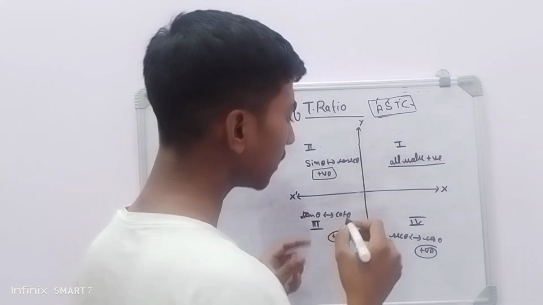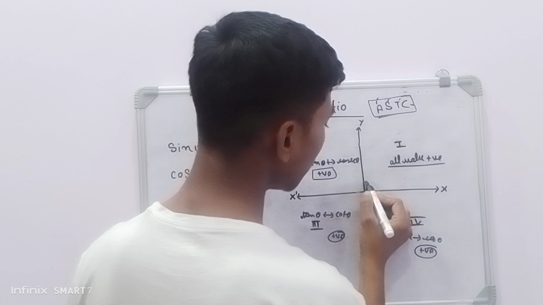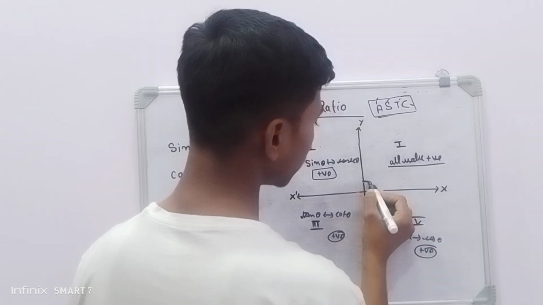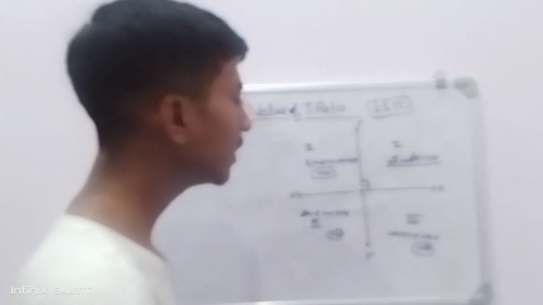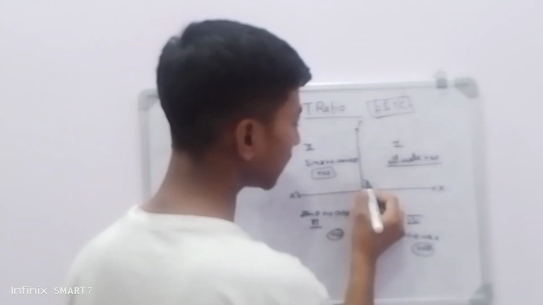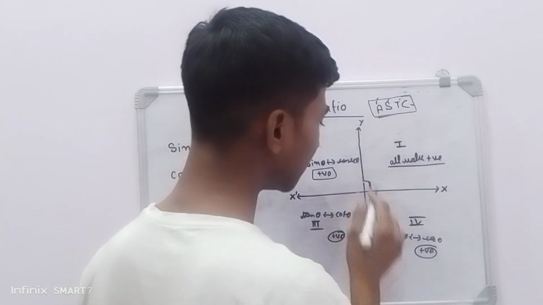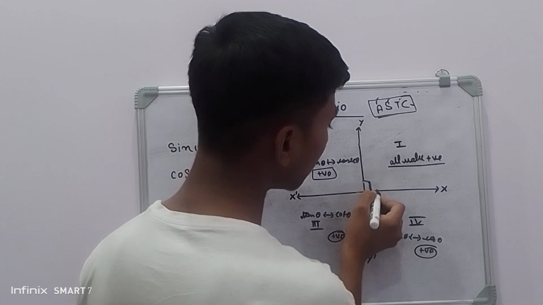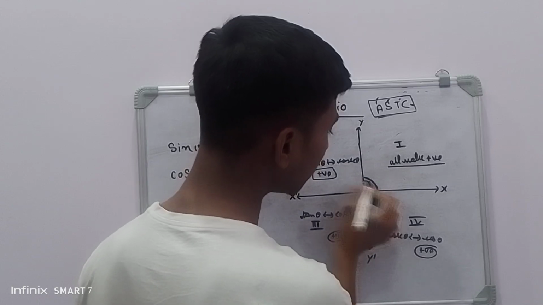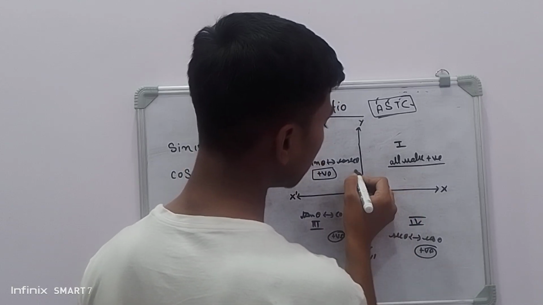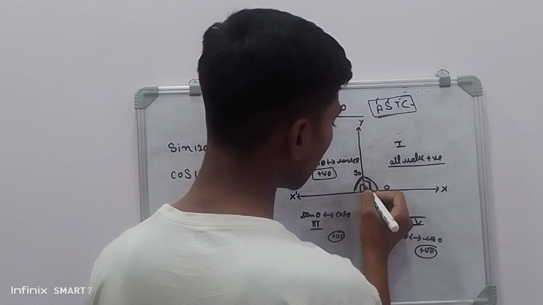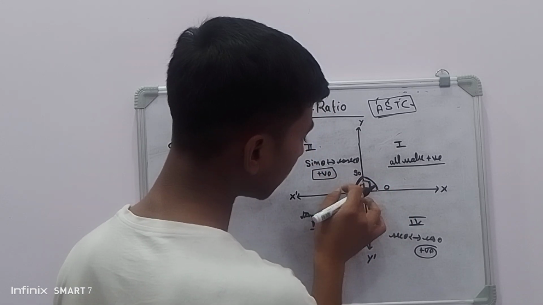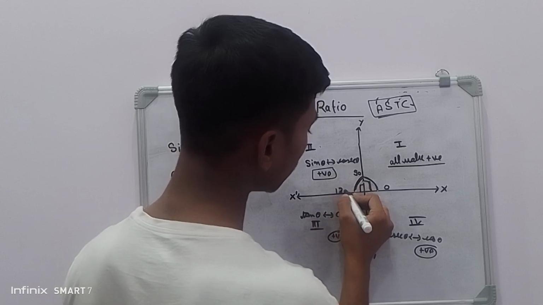If I ask you what the angle here is, you can see that the two axes are perpendicular to each other. That means this angle is 90. If it is 0 here, then this is 90. And what will be this angle? This is also perpendicular, so 90 plus 90 means it is 180.